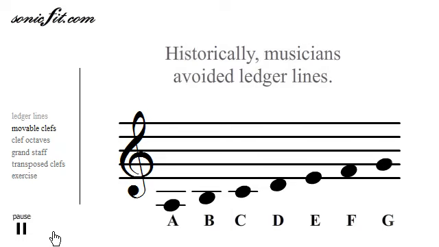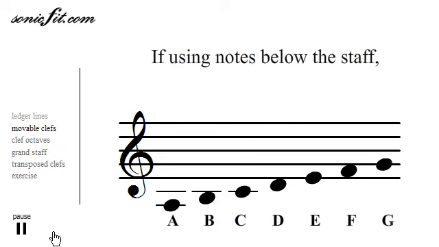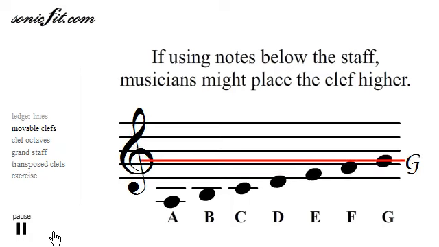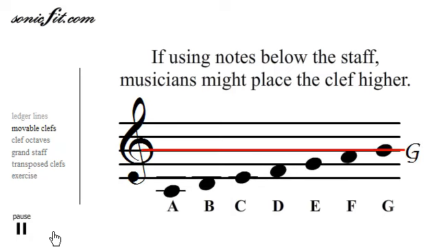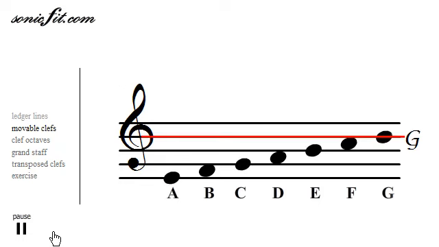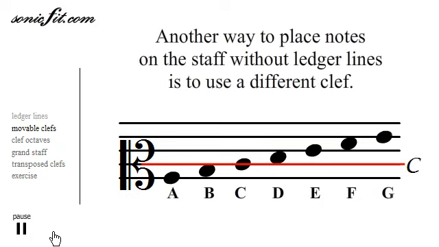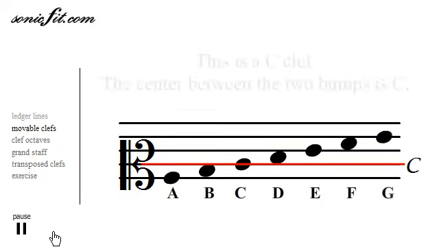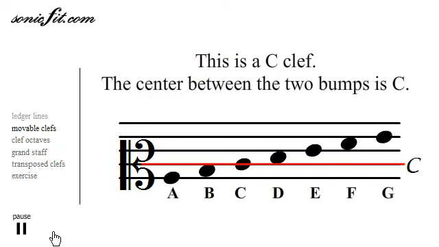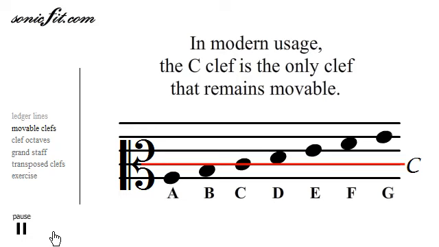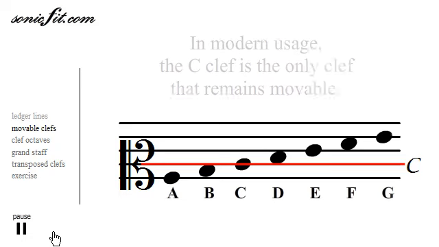Previous to 100 years ago, musicians avoided using leisure lines. If using notes below the staff, they might place the clef higher, moving all the notes up accordingly. Or they might use a different clef. In this case, a C clef shows where C is between the two bumps. In modern usage, the C clef can be placed in different places on the staff.